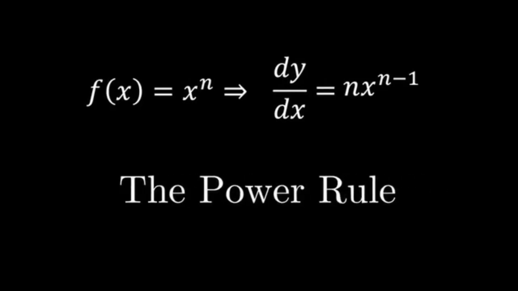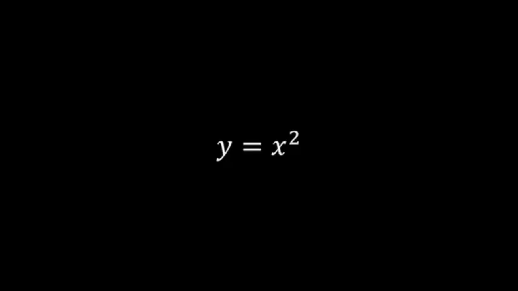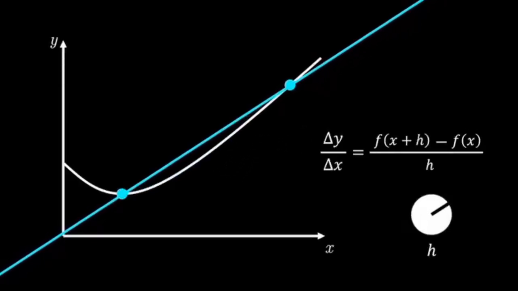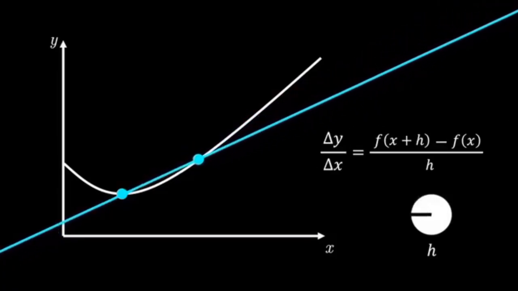To differentiate, multiply by the current power, then subtract 1 from the power. For example, if f of x equals x squared, the derivative is 2x. If f of x equals 2 times x to the power of 4, the derivative is 8x to the power of 3. If f of x equals a constant like 2, the derivative is 0. This is because constants can be thought of as x to the power of 0, and multiplying by 0 gives 0.